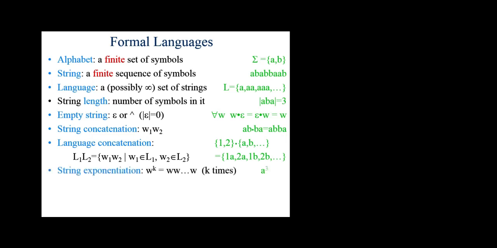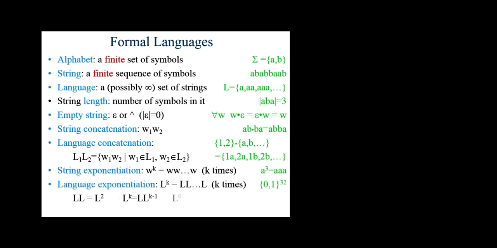Okay, so string exponentiation is defined as raising a string to the kth power, which means it's concatenated with itself k times, right? And here's an example, a cubed is AAA. Any string to some power is that string concatenated with itself that many times equal to the power that you're raising it to. So exponentiation now is defined for strings.